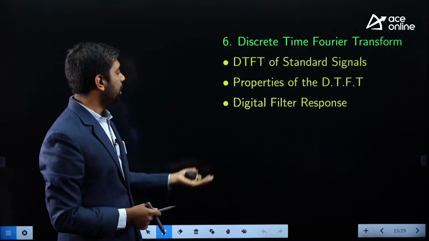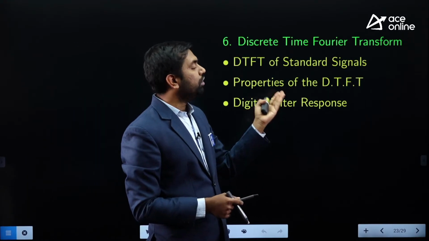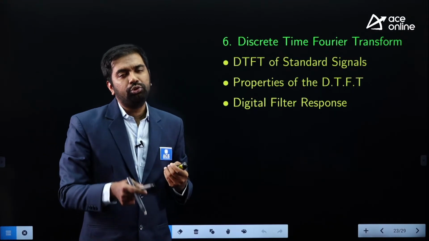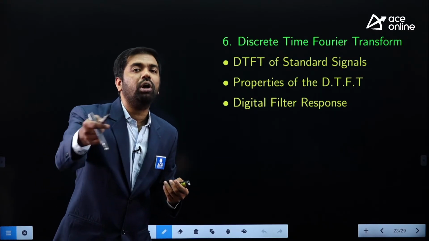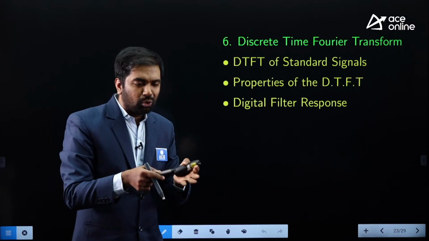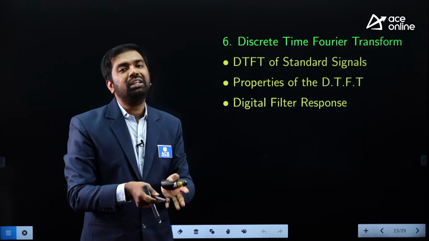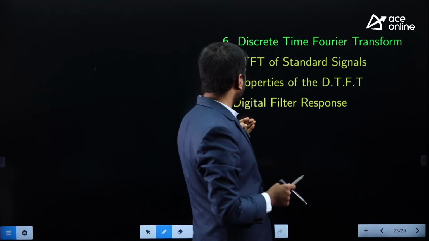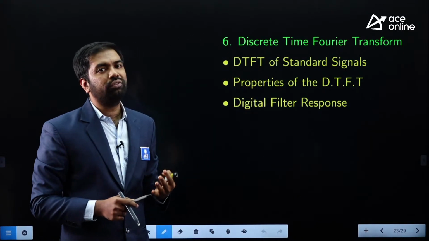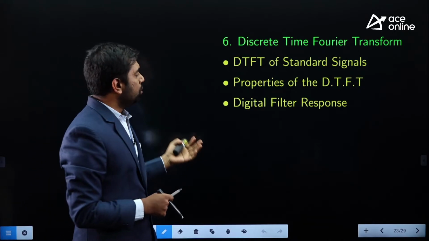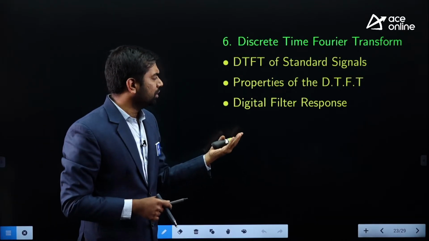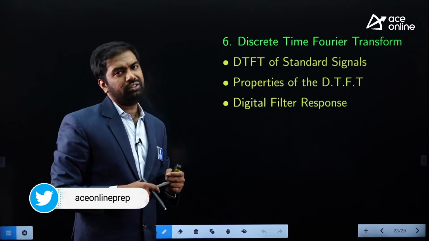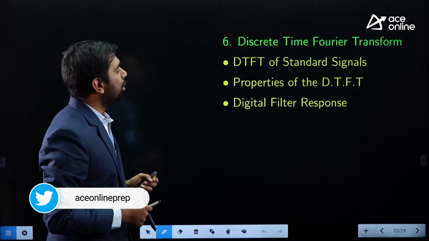And then we will look at the digital filter response. That means if I give you a transfer function, you should be in a position to tell what kind of filter it is. Is it a low pass, high pass, band pass, and so on. So looking at the transfer function, we can decide about the nature of the filter. Okay, so you should also learn about the linear phase FIR filters. So this is also an important topic.